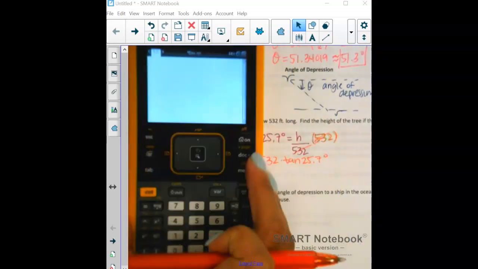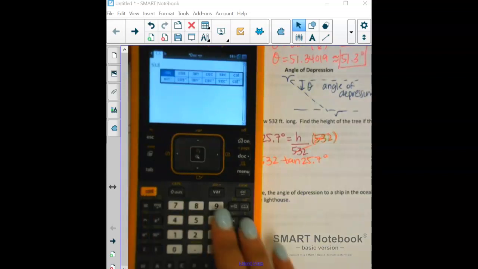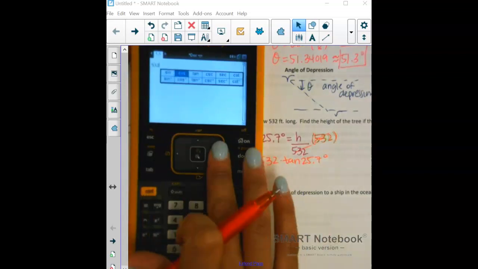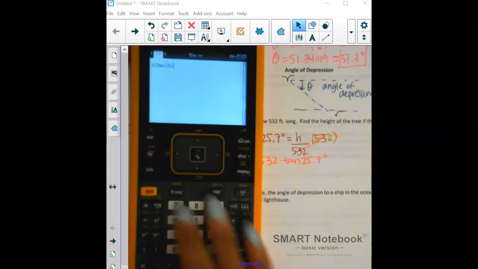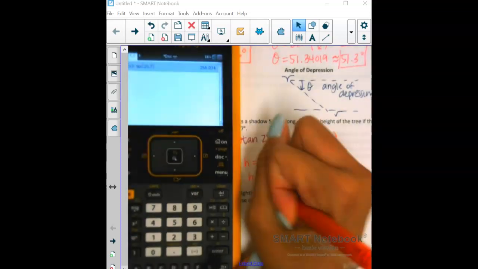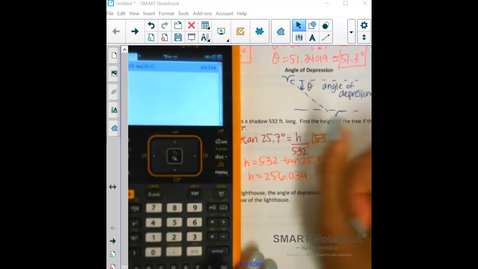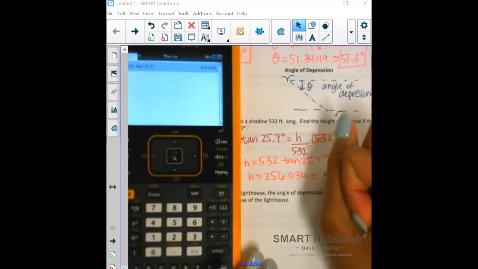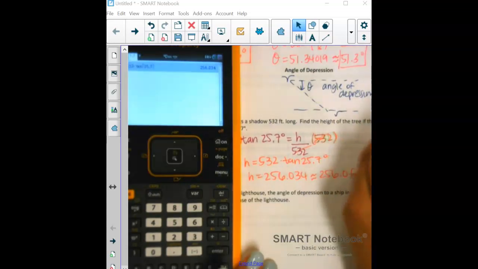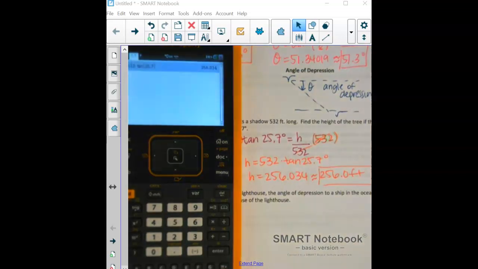All right, so once I have that in, let me type in my calculator what I have. So we have 532 times tangent of 25.7. So it's going to give me the height of my tree. So the height of my tree should be 256.034. I'm going to approximate that to about 256.0 feet. I'm just rounding it to the nearest tens place, like I said I was going to do. So 256.0 for the feet.